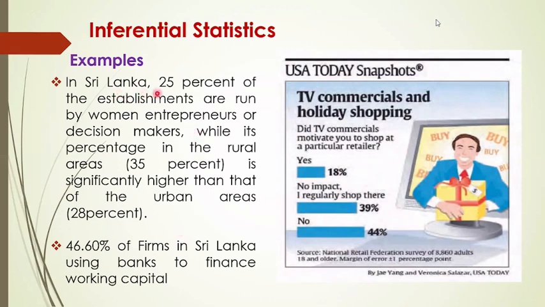But this is not the case for the next case. Here, there is no clue about the sample. Here, they make the statement for the country. Right? So here also, 46.60 firms in Sri Lanka using banks to finance working capital. They are looking at the country. This decision is for the country. So, if there is no clue about the sample, then this comes under inferential statistics, right?